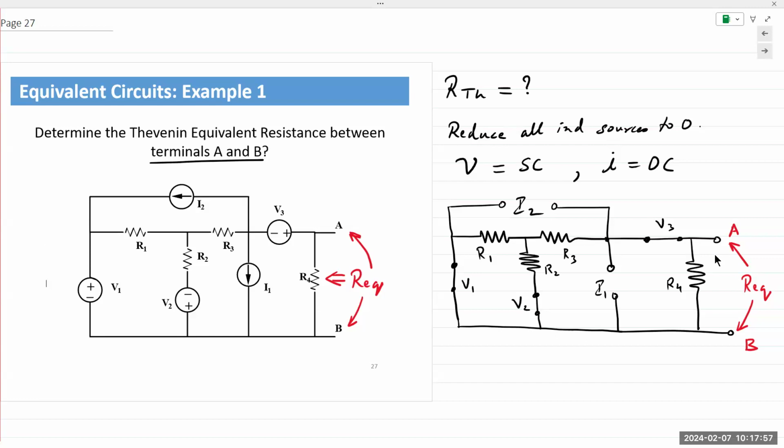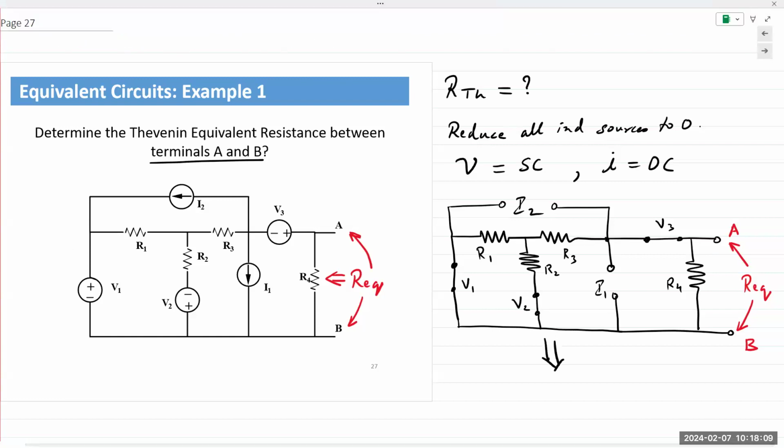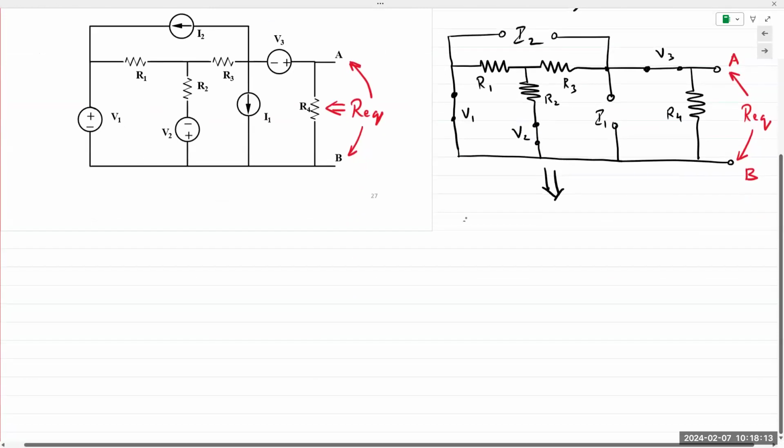All right, but any questions about this? Straightforward enough, right? So what you actually need to draw is this. Again, this I was just drawing for explanation purposes or teaching purposes, but the actual circuit looks like this.